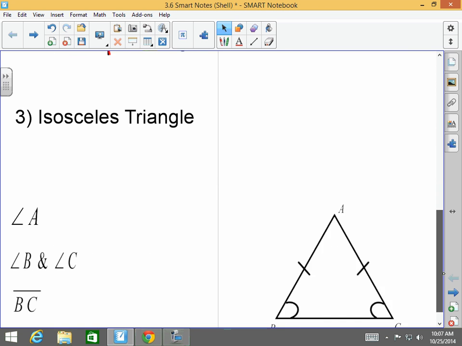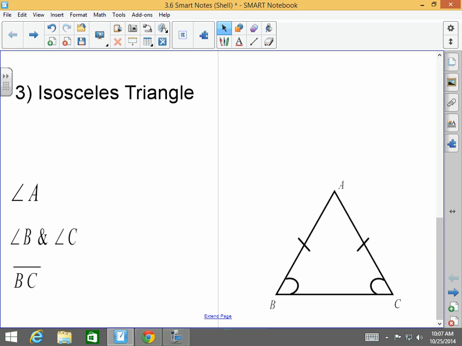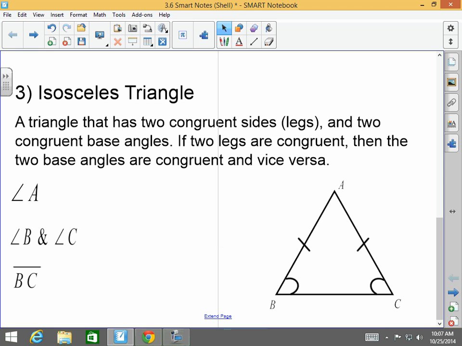Number 3, an isosceles triangle. Well, you can pretty much get the definition from the figure here. And as you can see, I have these angles over here on the left and a segment. So there's a little bit to what goes into an isosceles triangle. An isosceles triangle is a triangle that has 2 congruent sides or legs. Hence, in my figure, AB is congruent to AC. And 2 congruent base angles. Again, as you can see in my figure, hence, angle B is congruent to angle C.